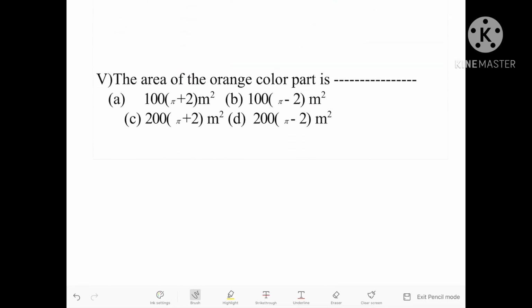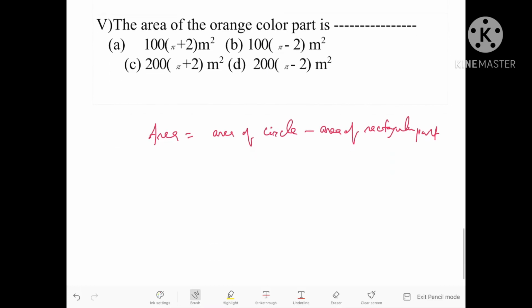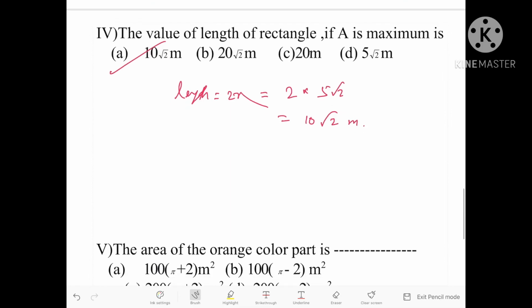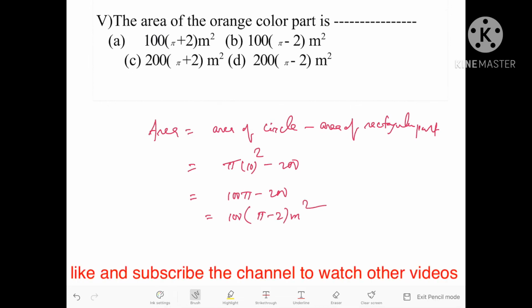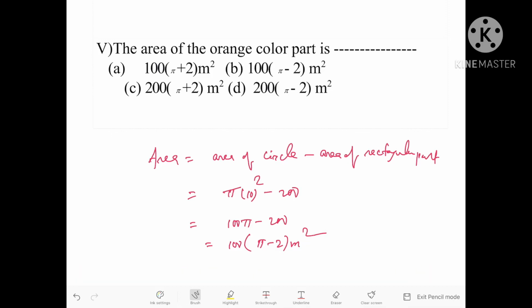This area is equal to area of circle minus area of the rectangular part, means 200 square meter, which we just found out. So area of circle is pi r square minus 200, which is 100 pi minus 200. If you take 100 common, it will be 100 into pi minus 2 square meter, means B will be the correct option.